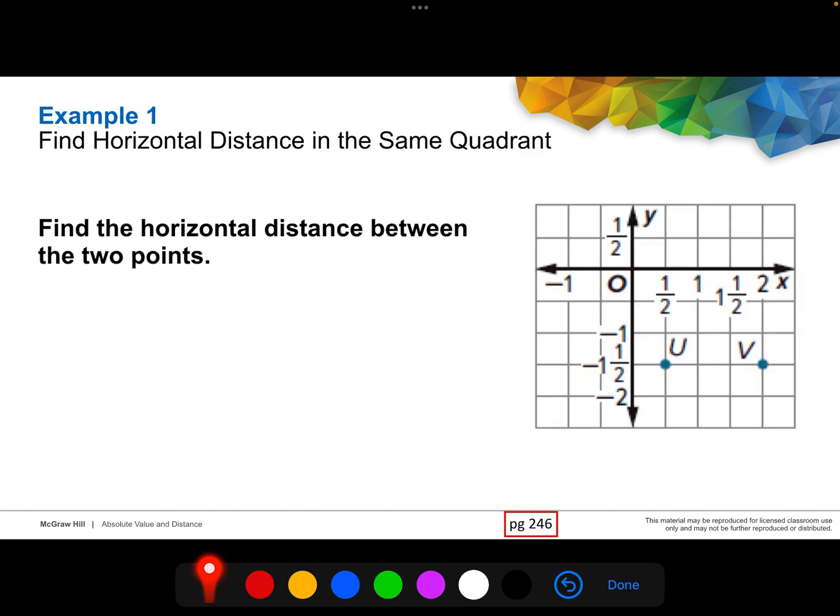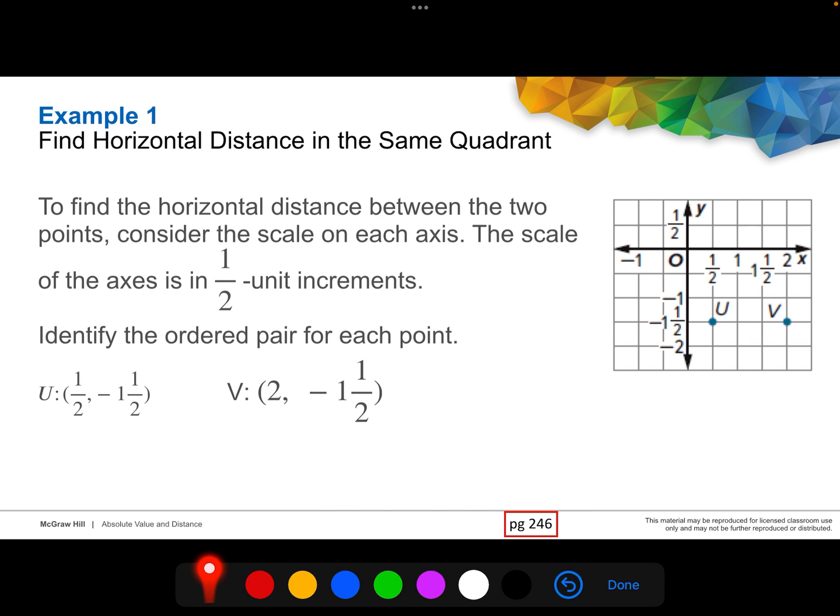So let's take a look at example 1. Find the horizontal distance between 2 points. The 2 points given are u and v. Always, like I've said before, pay careful attention to the scale of the units. In this case, as you can see, each square in the grid is half a unit. So I'm first going to look at what my coordinates are. Again, consider the scale.